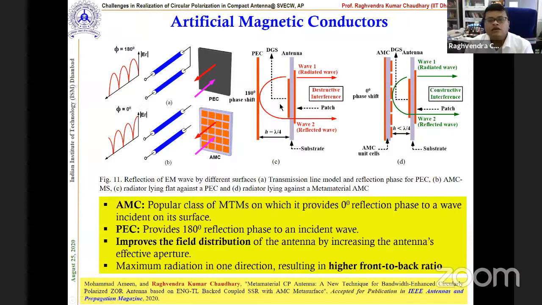Now with the AMC, this restriction goes off, and the structure works below lambda by 4. But you are supposed to maintain a sufficient gap so that constructive interference happens. So this is the idea.